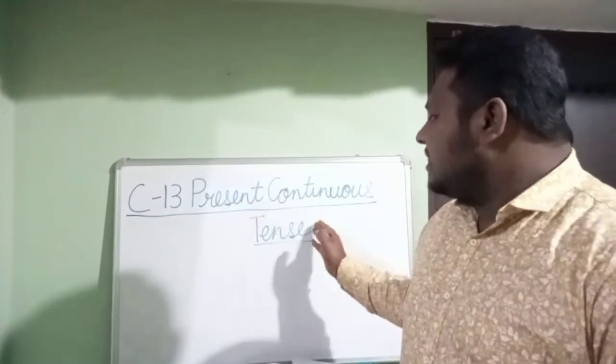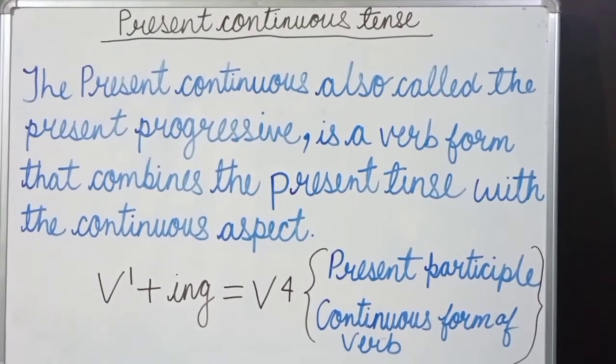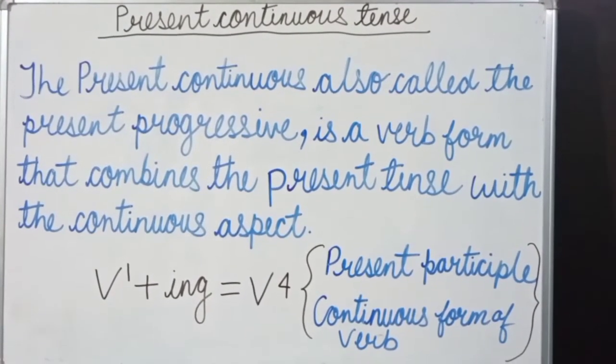Our topic for the day is Present Continuous Tense, Chapter 13. As we know, children, tense is a form of verb that tells about the timing of an action. So today, we will learn which form of verb is used in present continuous tense. So this is how we can define the present continuous tense.